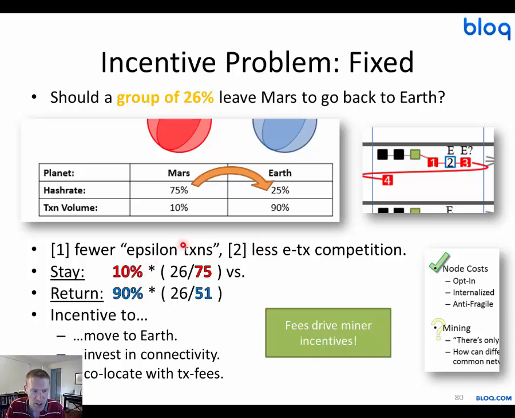Once they get to you from Earth, you've got to split them among 75% of the hash rate because you'll be finding all of the filled blocks. You'll only be finding a few. But if 26% return to Earth, you would be first in line for these transactions as they arrive. And you'd have to split them with fewer people. So actually, there's an incentive to move back to Earth and co-locate with the transaction fees. But more interesting is that there's an incentive to invest in connectivity. So if one miner could invent some kind of bridge between Mars and Earth, it would benefit this miner disproportionately.